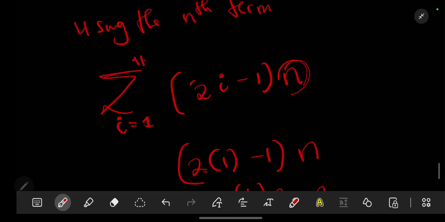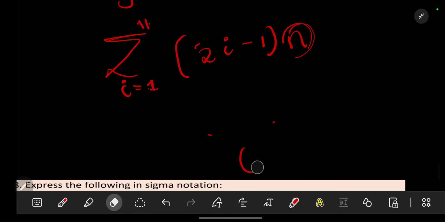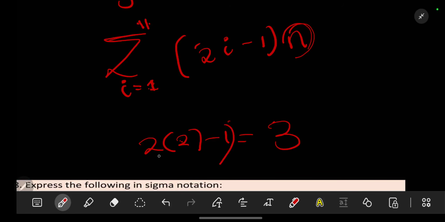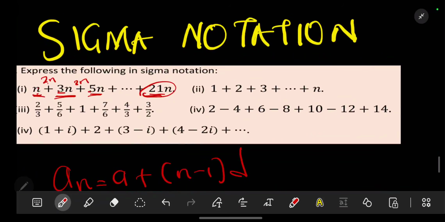So if you put i is equal to 2, as we continue, you are going to find that it will be 2 times 2, which is 4, minus 1, that's a 3. 3 times the n outside gives us 3n. So that's why we are going to have our 3n. So n should always be returning.